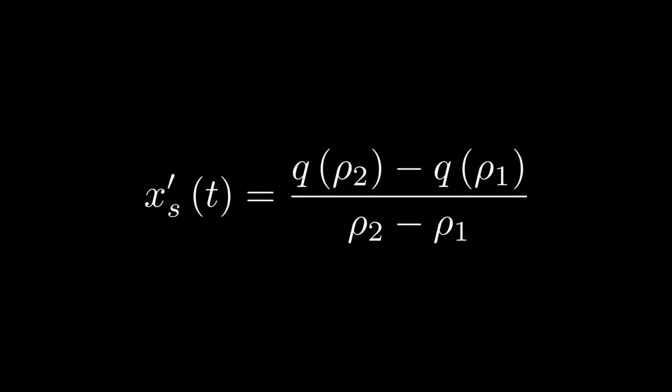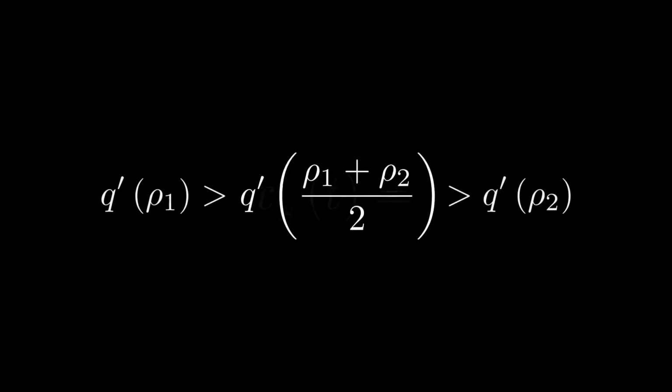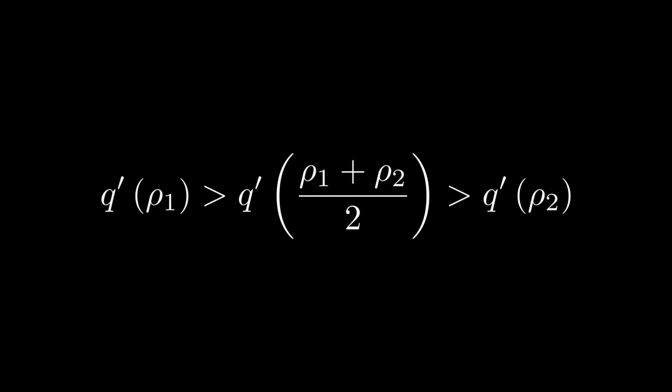Let's try and determine the velocity of the moving shock. Going back to the Rankine-Hugoniot condition, we can plug in the explicit formulas of the flux and density. Simplifying this whole thing leaves us with the velocity of the shock being equal to q prime of (ρ1 + ρ2)/2. We get the very satisfying result that the velocity of the shock wave corresponds to the average of the two densities left and right to the discontinuity, and the slope of the shock is bounded by the slopes of the two characteristic regions.